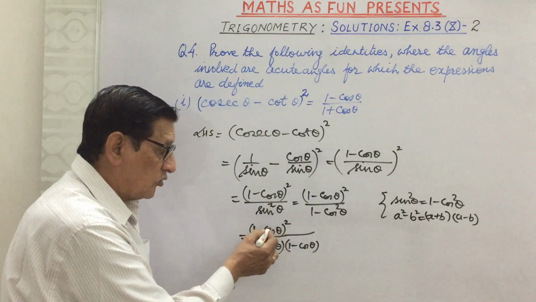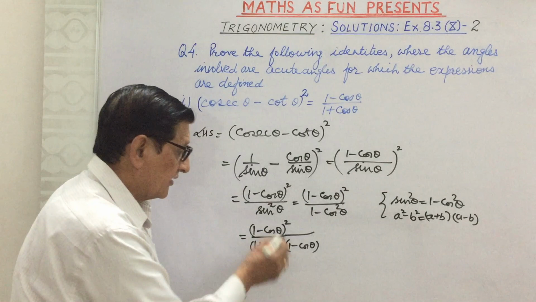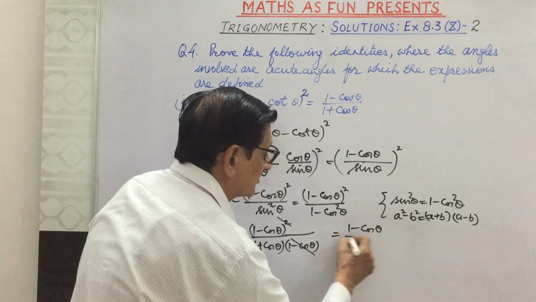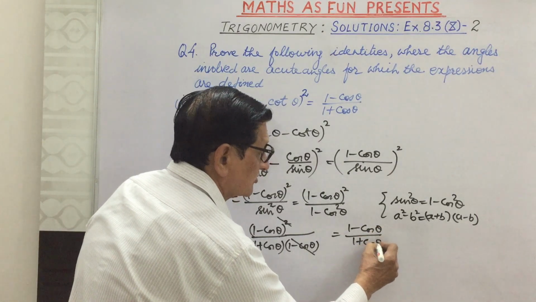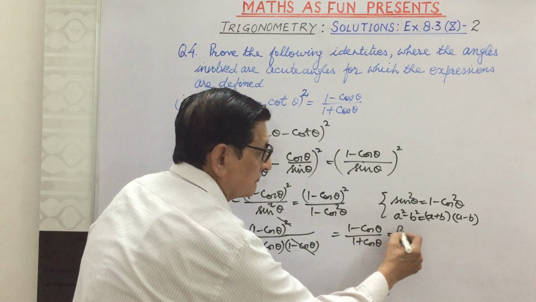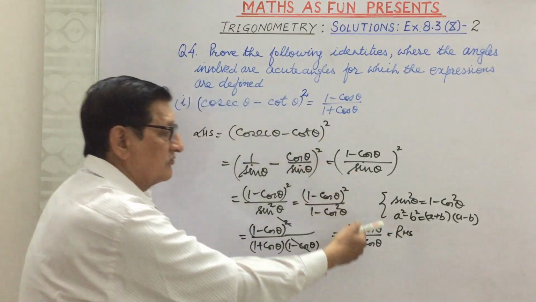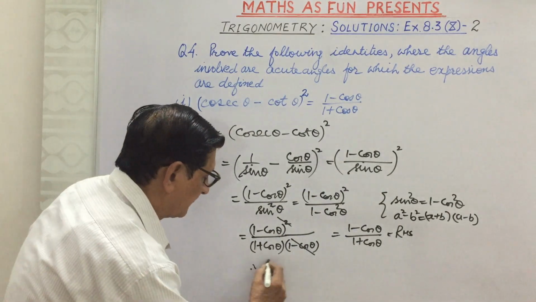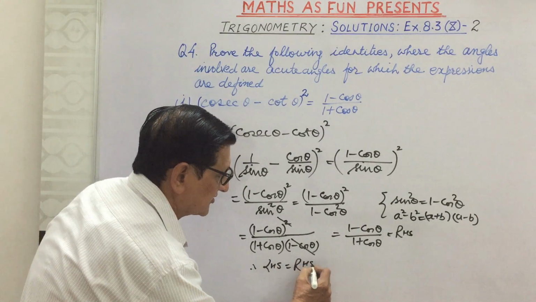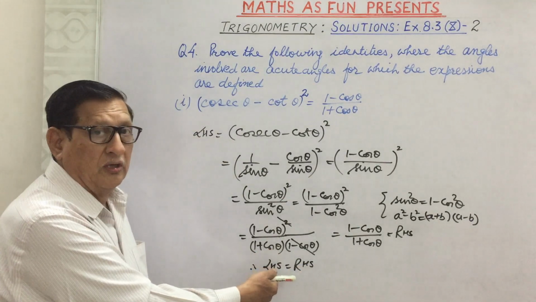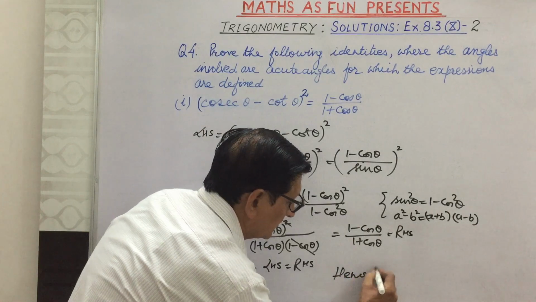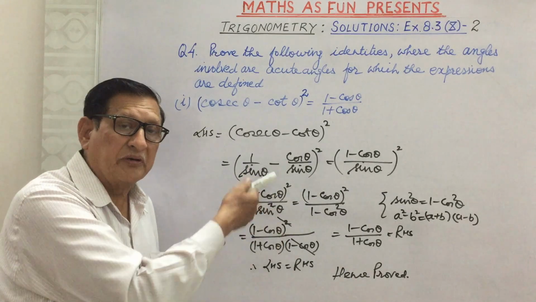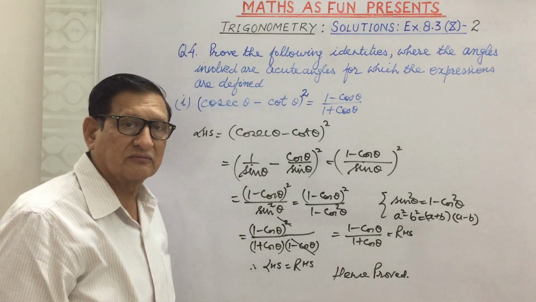Can we cancel this whole square by this 1 minus cos theta? This will cancel. And we are getting here 1 minus cos theta upon 1 plus cos theta, which is our right hand side. It means from the left hand side we have obtained the right hand side which we wanted to prove. So we write therefore LHS is equal to RHS, means left hand side is equal to right hand side, hence proved. This way we can prove the identities by applying the basic or fundamental identities.